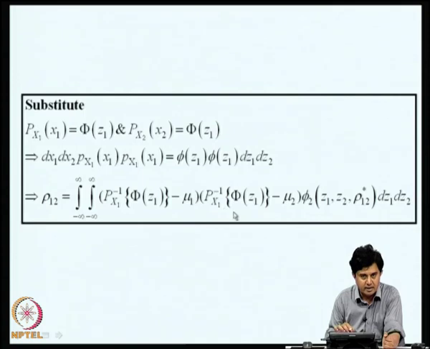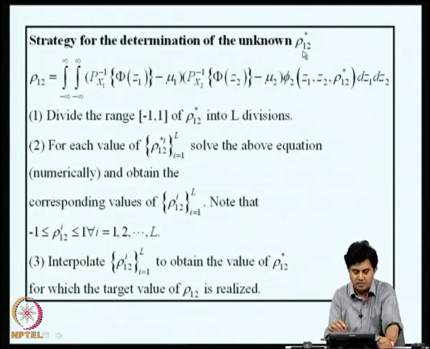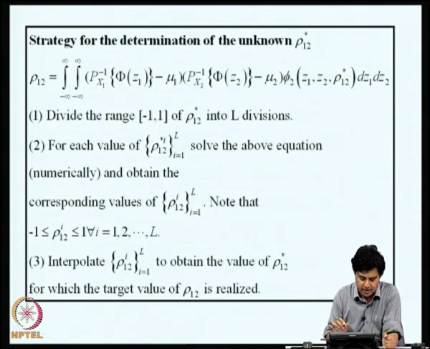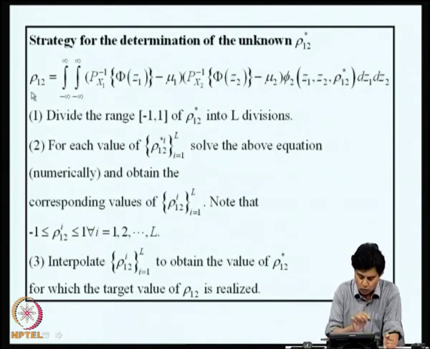To do that, and I have already explained how to handle this computationally. So, the strategy for the determination of unknown correlation coefficient between those 2 hypothetical Gaussian random variables has been explained. The essential idea here is that the unknown resides inside the integrand, and what we are left with on the left hand side is known. So, we can start by doing this: we know that rho 1 2 and rho 1 2 star are bounded between -1 and +1.